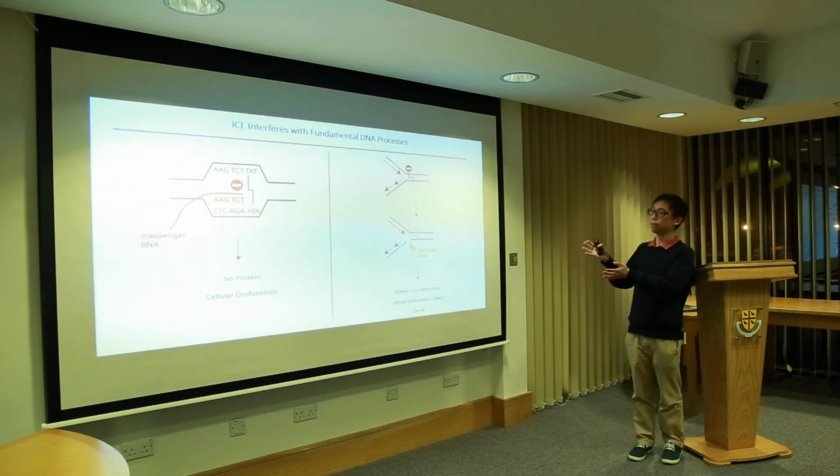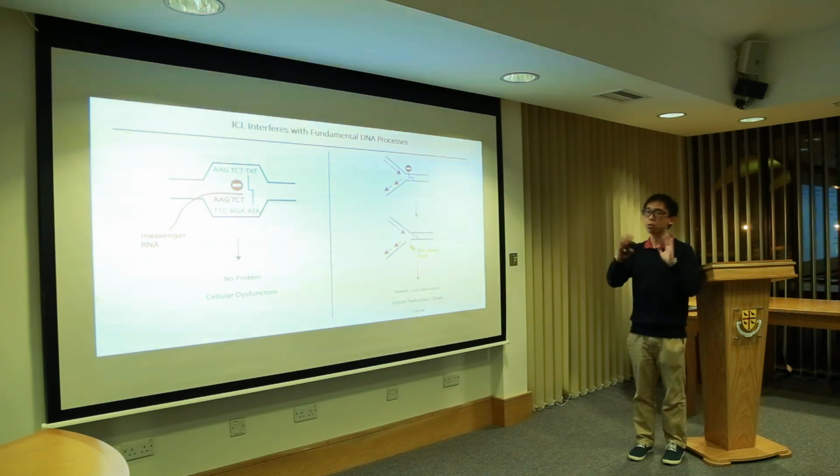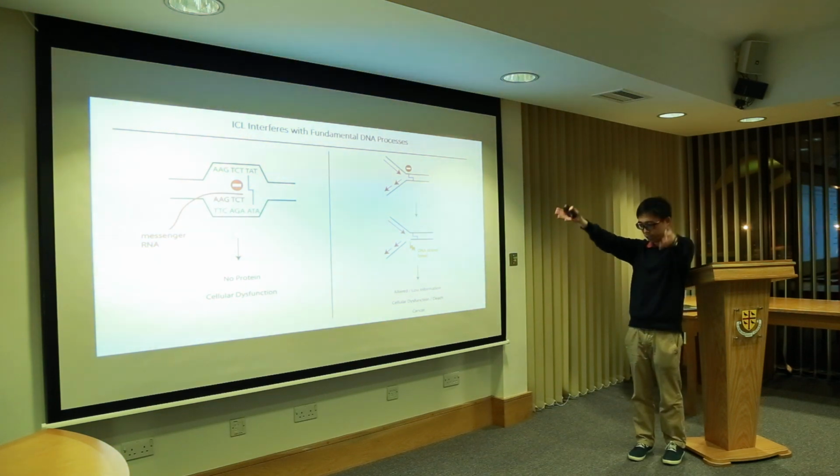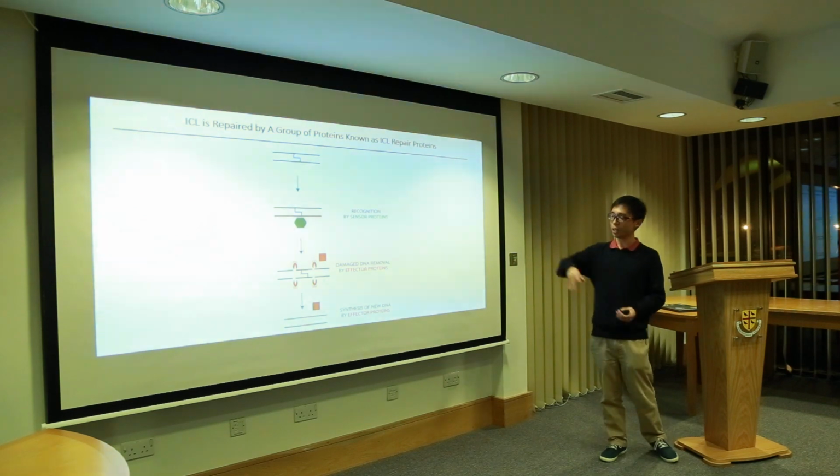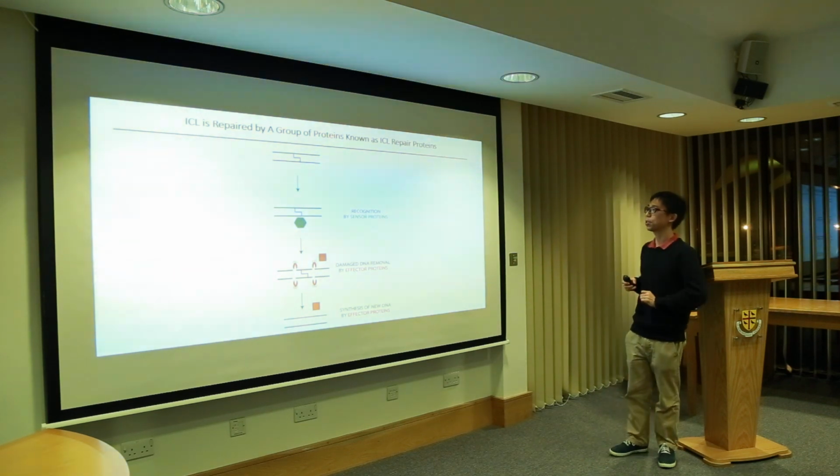So the repair is important, because an interstrand crosslink can be caused by multiple causes, whether external or internal. The cells need to be able to repair this. But how do they do it? In general, it goes like this, in this particular manner.